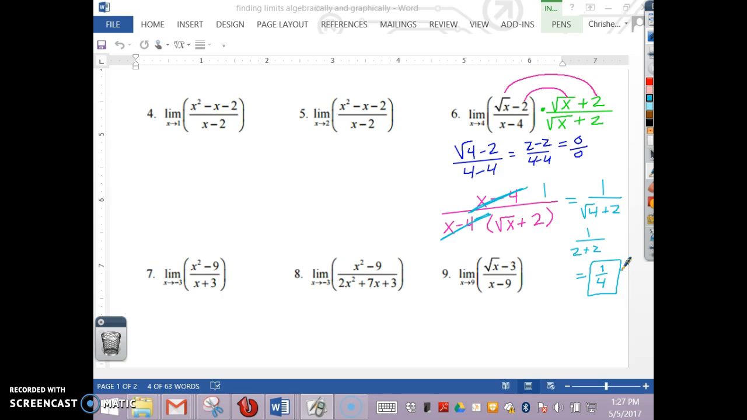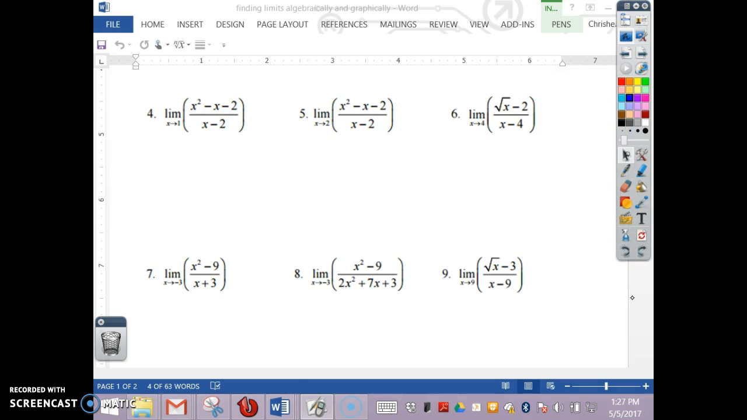So there's something going on here at 4. There really isn't a value at 4. I know that because of the indeterminate form. There's something else going on there. But from the left and from the right, I'm getting close to 1/4.